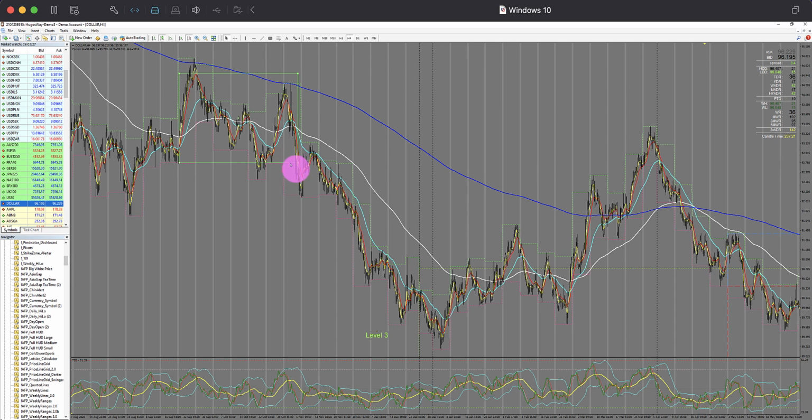Okay. This first broken low, that's our level 1. Actually, it's our peak formation broken, and then it's a pullback, and this is level 1.